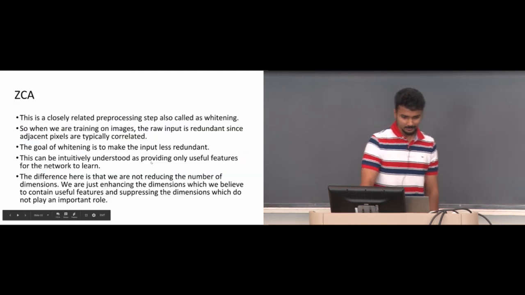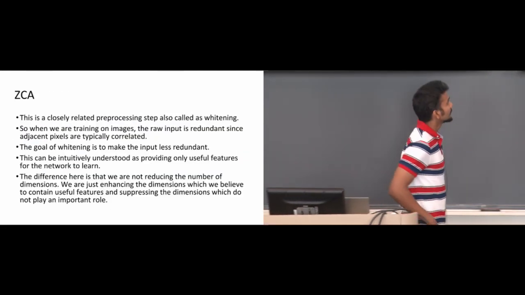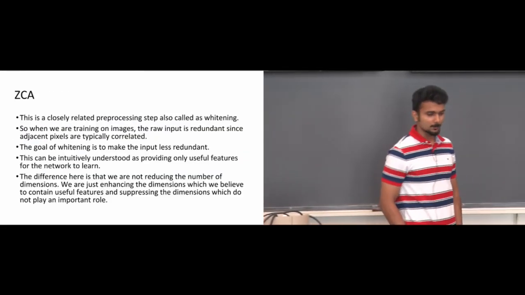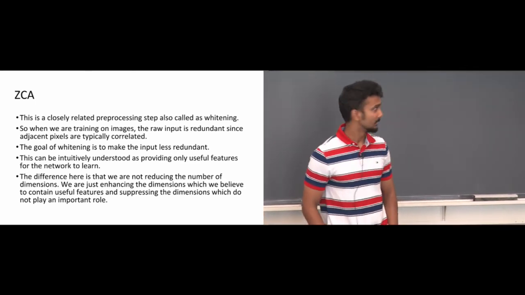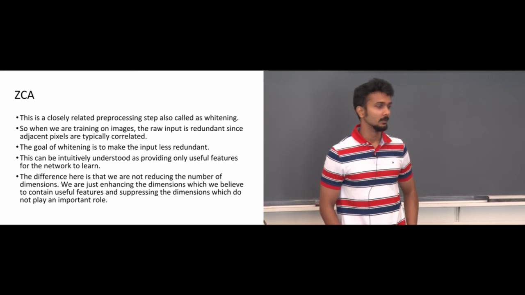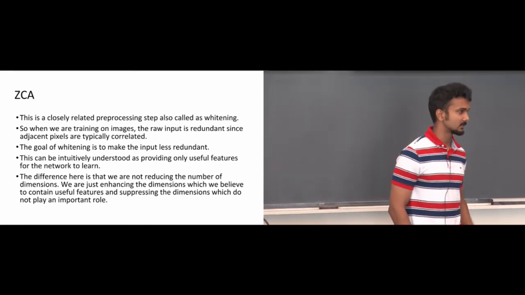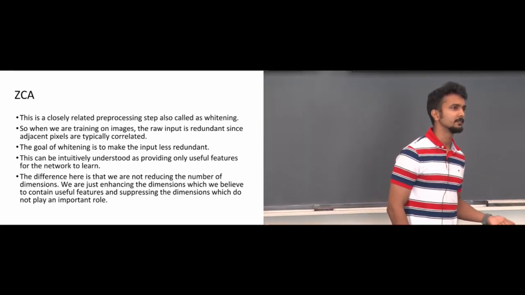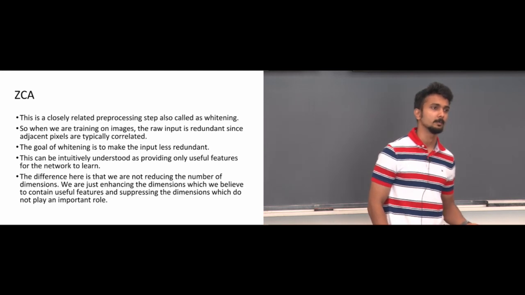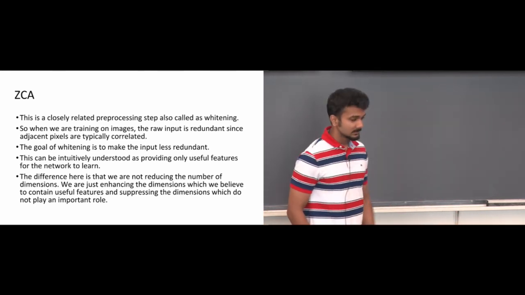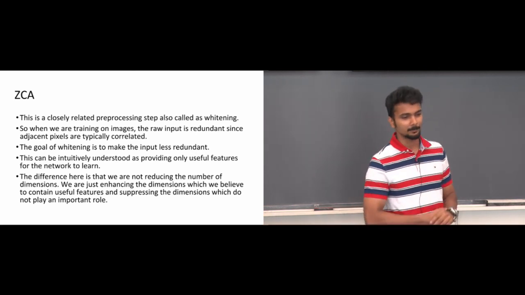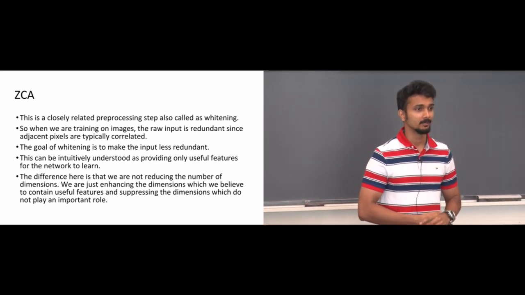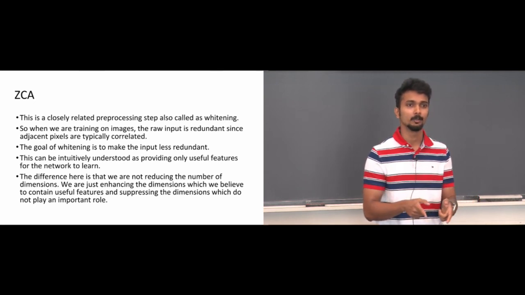Finally, we'll be talking about ZCA. Till now, we spoke about methods where we can reduce the dimensionality of the data. But ZCA is something different. The reason we are speaking about it is that it is the first part of your second assignment. ZCA is a pre-processing step that helps the network focus on areas that are actually important.